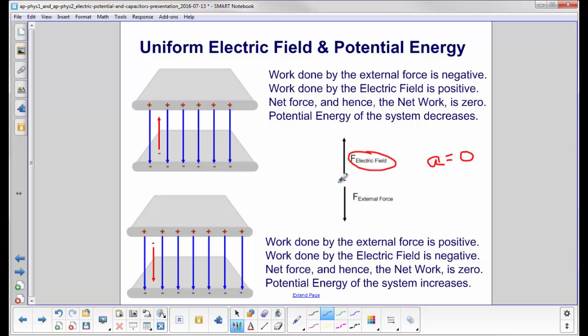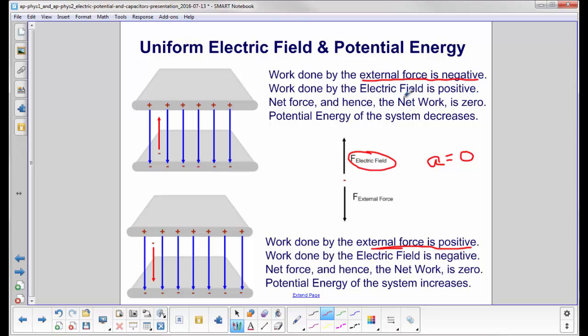So the direction of the forces is the same in both cases, but what's going to happen is the work will be different. As the charge moves up, this time the work done by the external force is negative. The force is down, the motion is up. If you go to this case, the work done by the external force is positive. The external force is in the same direction as the movement of the charge.